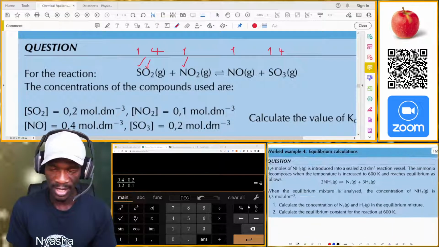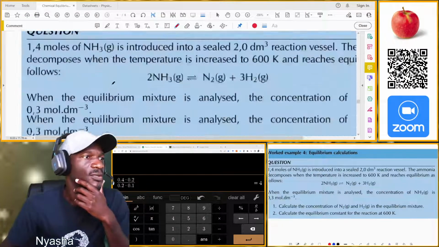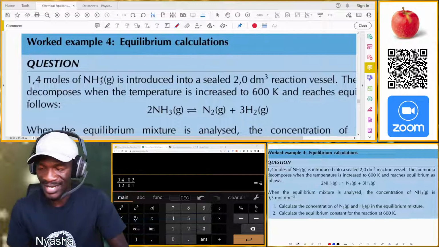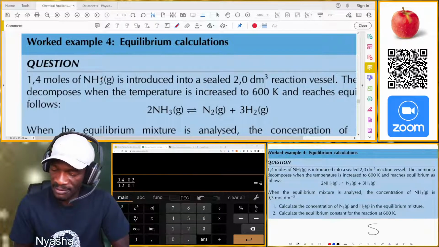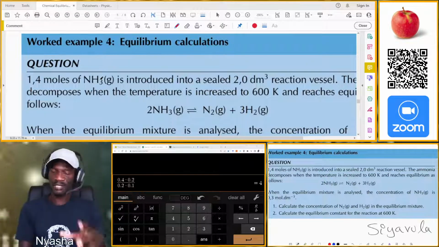Now, we are still on equilibrium calculations, isn't it? So the next question has to deal with calculations of what exactly? By the way, you can find all these questions and their answers. These are worked examples, and you find them in the Siyavula textbook.